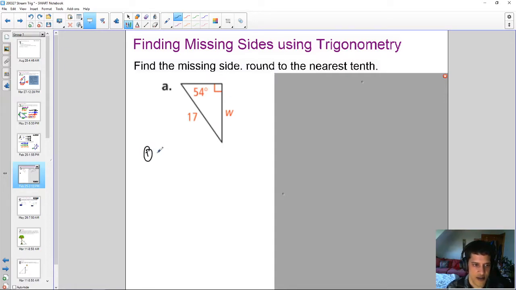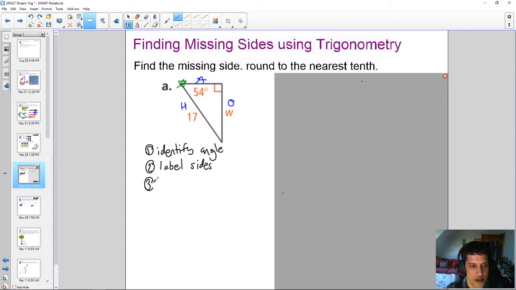So step 1, pick your angle, or identify your angle. Our angle here is this 54-degree angle, right? It's this guy. Okay, so now we've identified our angle. Step 2, label our sides. Here's our angle, our hypotenuse, always across from the right angle, H. Opposite is across from our angle, and adjacent is next to our angle.